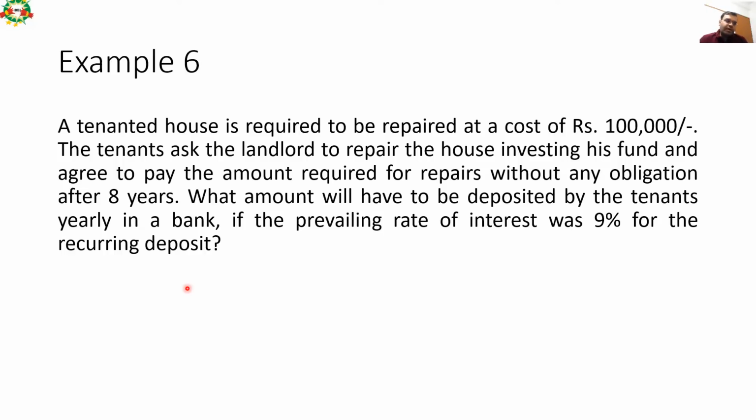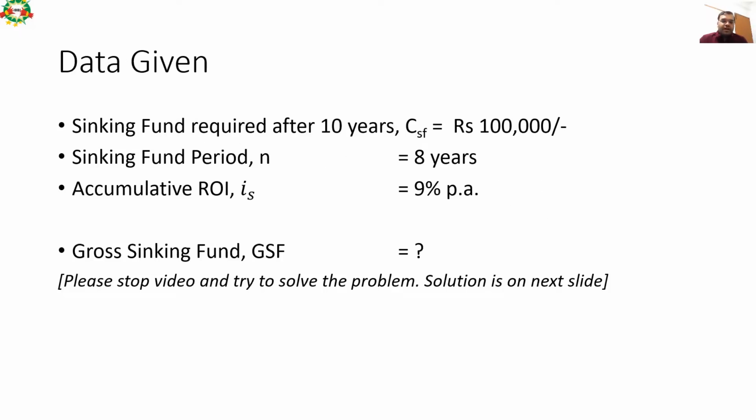If you remember, in chapter 8 part 1 and session 3, we had discussed the concept of gross sinking funds. If you have gone through the video, you will get the concept from there. So this example is pertaining to calculation of gross sinking fund. Data given in this question is that sinking fund required after 8 years is 1 lakh rupees. Sinking fund period is 8 years. The accumulative ROI, we had discussed the concept of accumulative ROI in our last session, is 9%. So gross sinking fund is required.